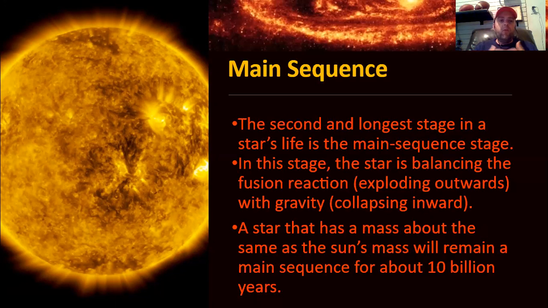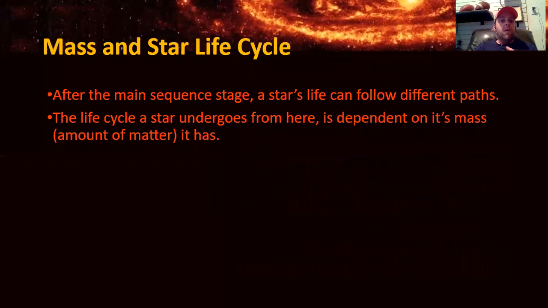So a star with about the same mass as our sun will be in this stage, the main sequence stage, for approximately 10 billion years or so. But more massive, less time. Less massive, more time. It could glow for tens of billions of years. But again, it all has to do with mass.